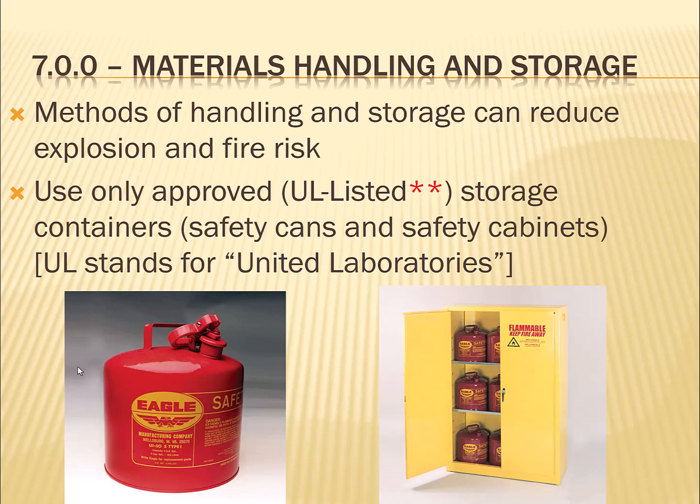Both the safety can and the safety cabinet must be approved containers. That means that they're UL listed. UL stands for United Laboratories, so it's United Laboratories listed. That's an official certification about the safety of that container or that cabinet, and other things that United Laboratories rates and specifies. By the way, that safety cabinet is supposed to be grounded, and they don't call it that. They say bonded to a known ground.